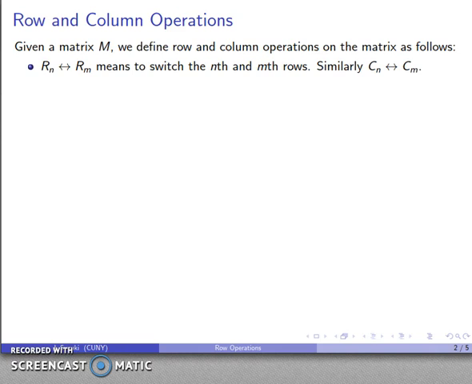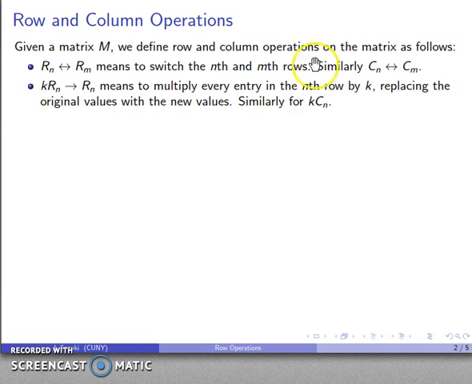So these three basic row and column operations are Rn double arrow Rm, that's a double arrow. This just means to switch the nth and mth rows. And similarly, I can talk about switching the nth and mth columns. Something else I can do, kRn to Rn, means I'm going to multiply every entry in the nth row by k, and I'm going to replace the original values in that row. And again, similarly, I can do the same thing column-wise.